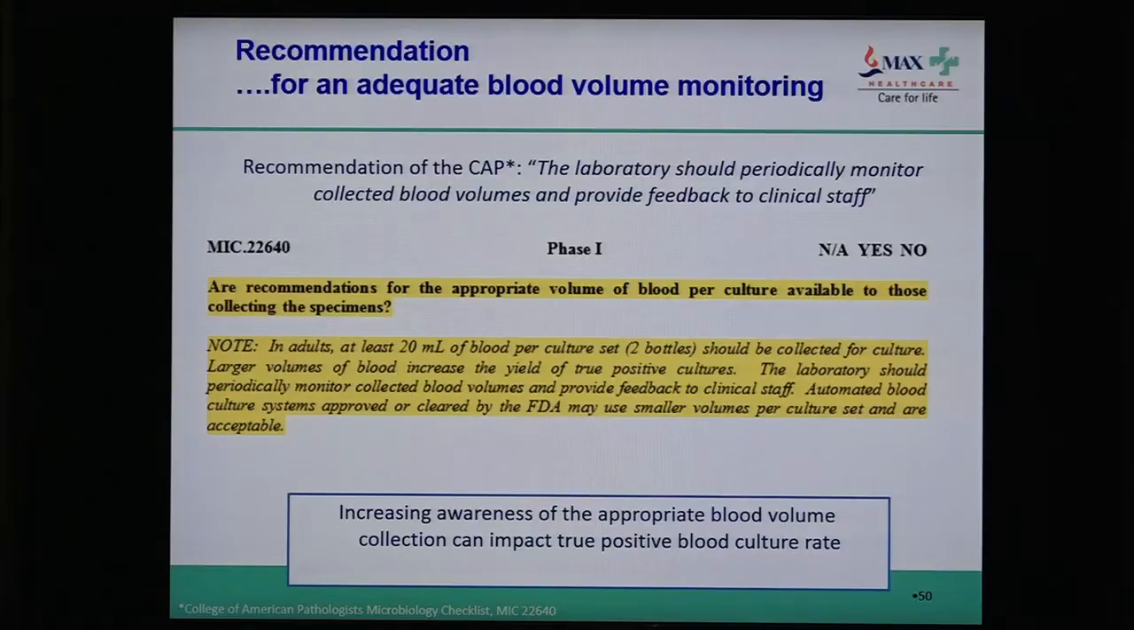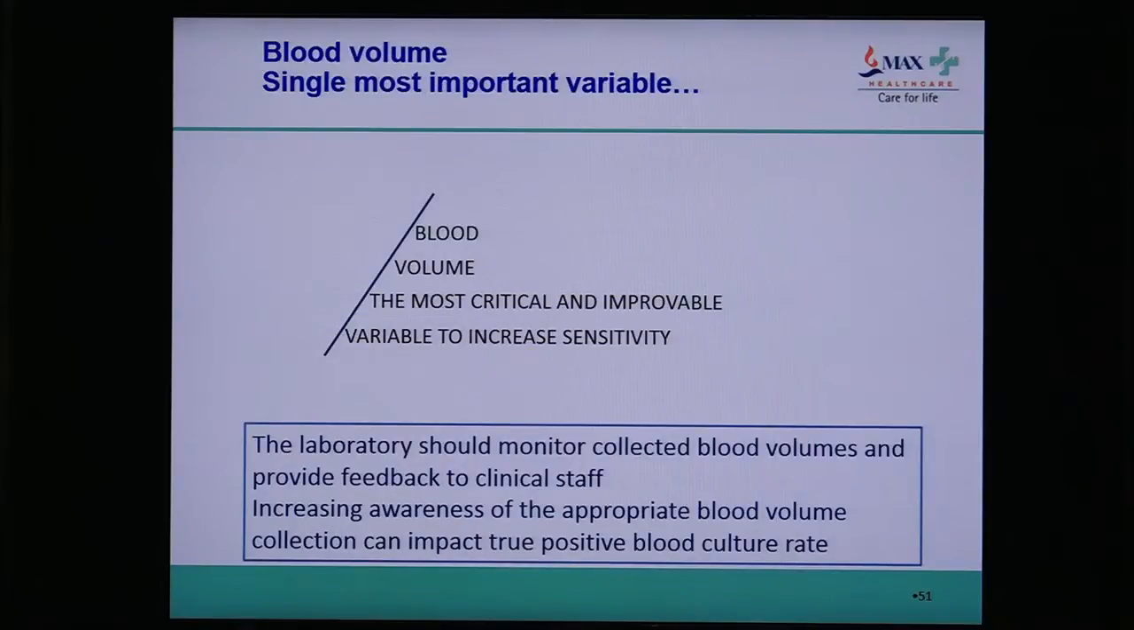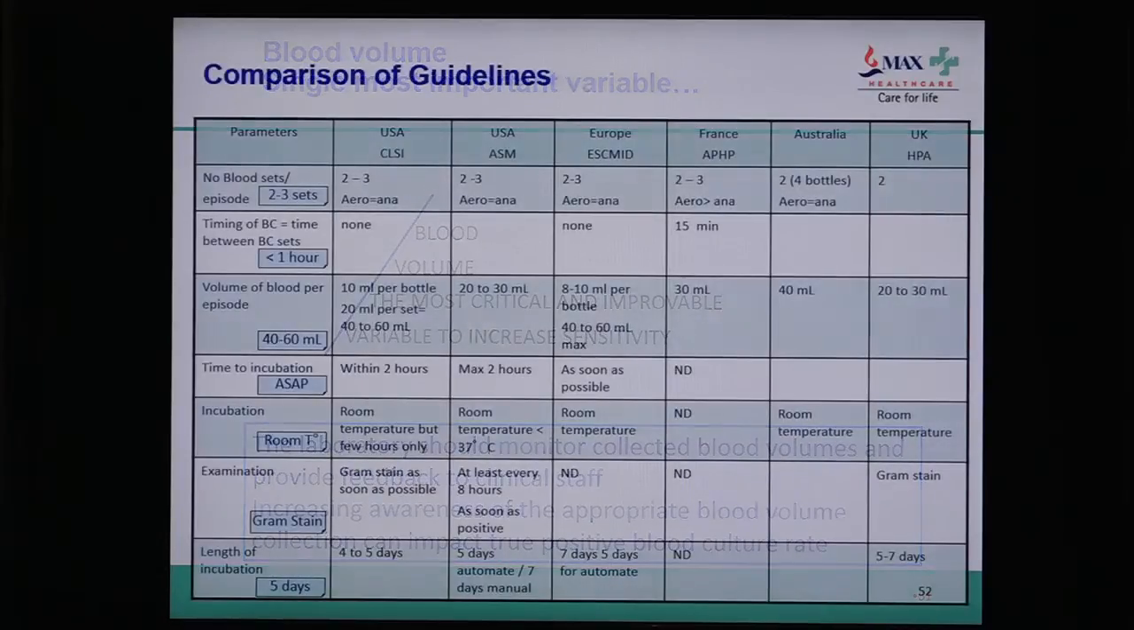So the recommendation for adequate blood volume monitoring: in adults it is 20 ml per set, so this varies, like 8 to 10 ml we should take at least. Blood volume is the single most important variable, the most critical improvement. The laboratory should monitor collected blood volumes and provide feedback to clinical staff. Increased awareness of the appropriate blood volume collection can impact the true positive blood culture rate. That is, we should give feedback.